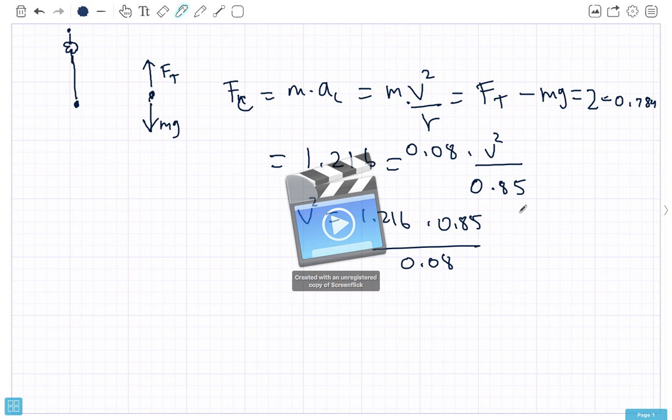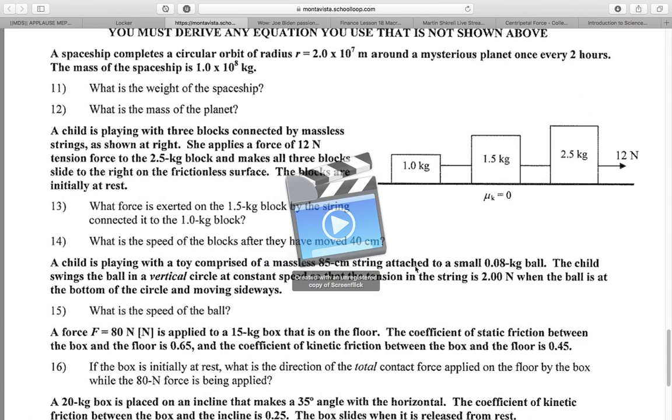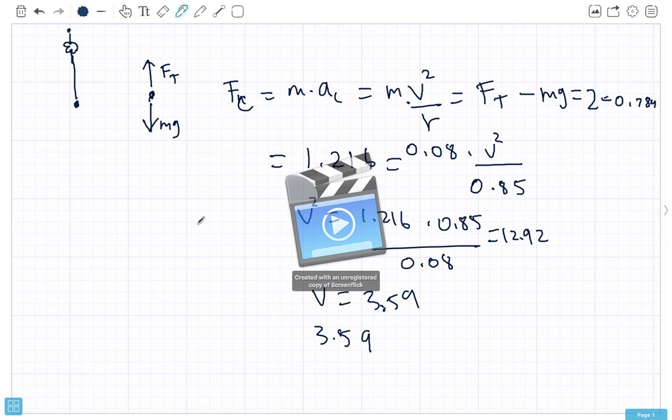So 1.216 times 0.85 divided by 0.08 is 12.92. Let's find the square root of that, and v equals the square root of that, which is 3.59. Yay, we have found the speed of the ball. Or almost. We found the magnitude. There are no angles, so there's no trick question. It's just 3.59. In speed, the units are always meters per second.